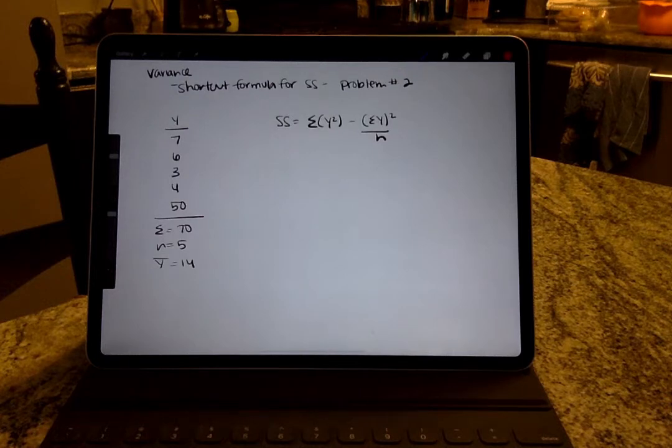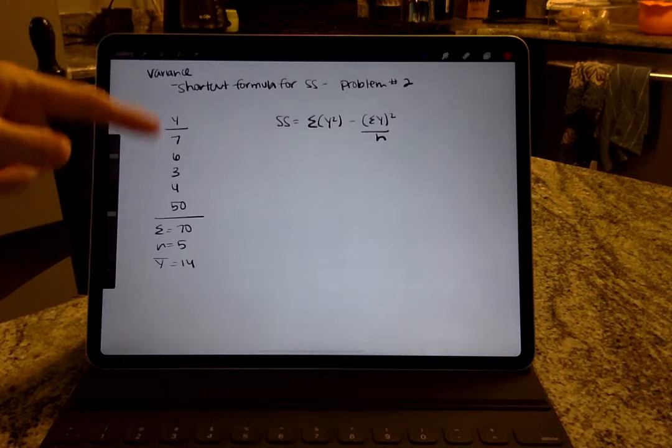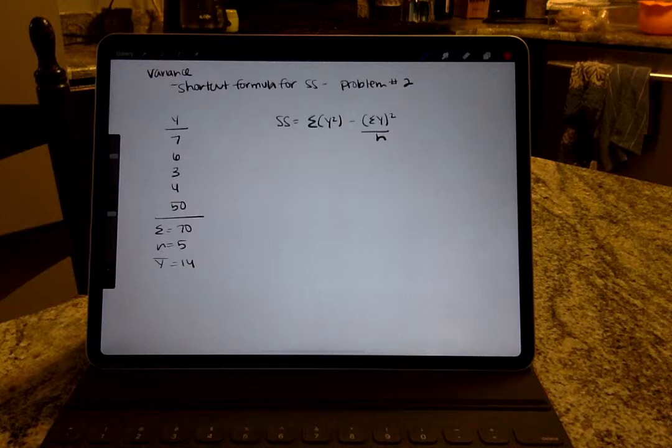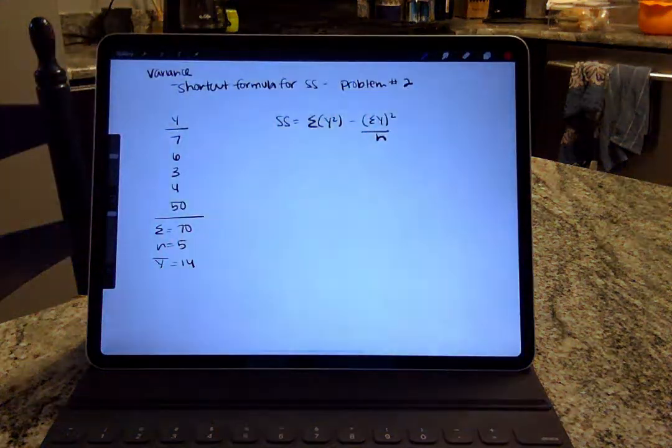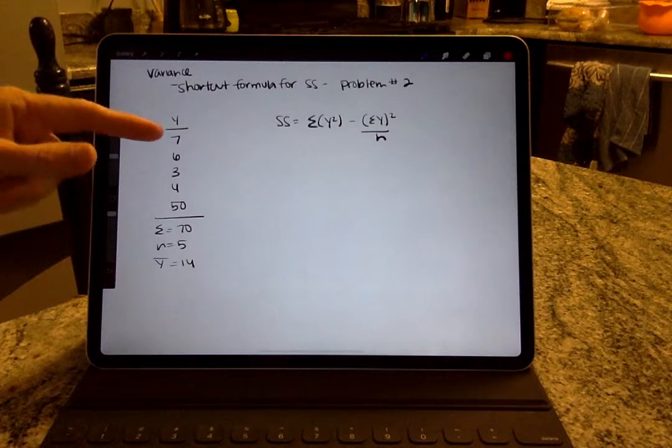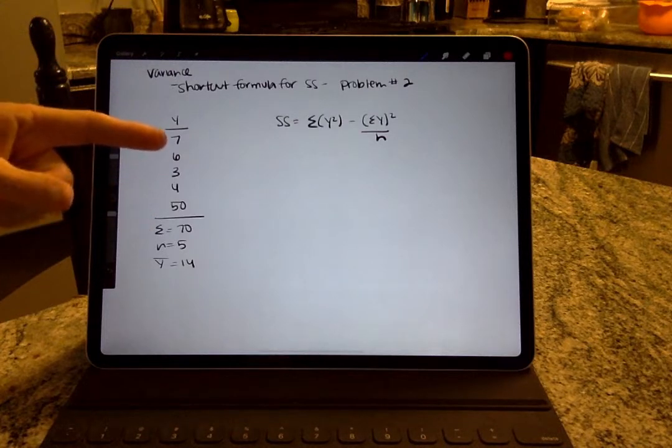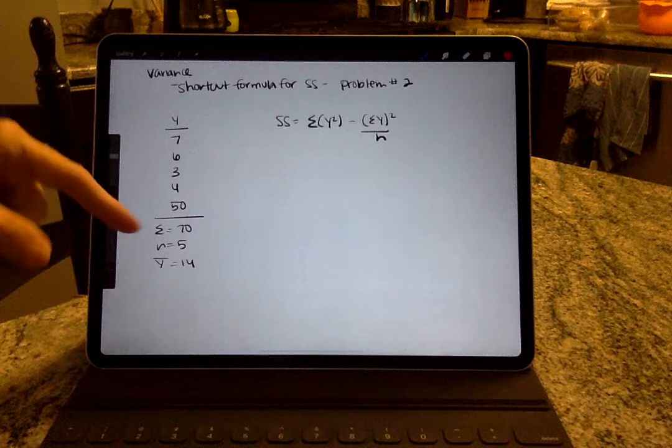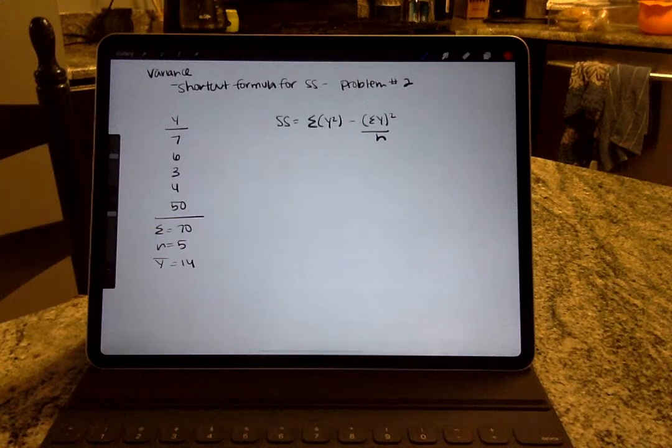Here's another problem demonstrating how to calculate the shortcut formula for sum of squares. This data is the same data we used to calculate the sum of squares, variance, and standard deviation the long way. So this was problem 2. Our data here is 7, 6, 3, 4, and 50, and we've got it summarized below. We've got the sum and the mean.